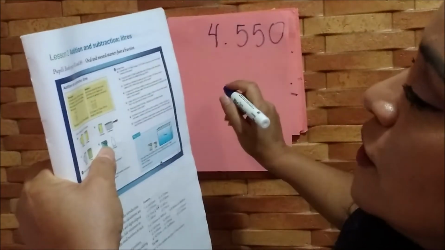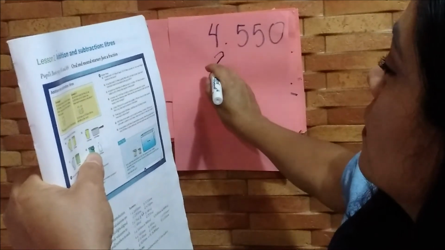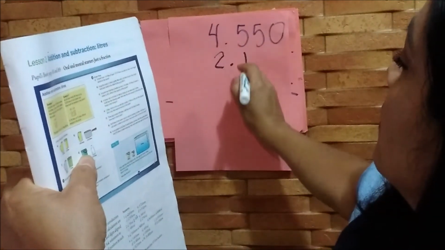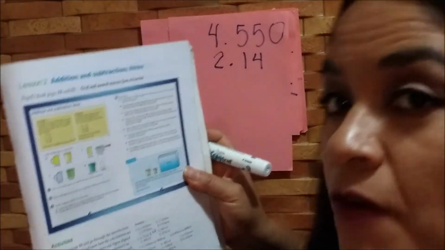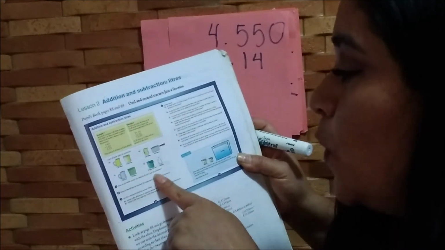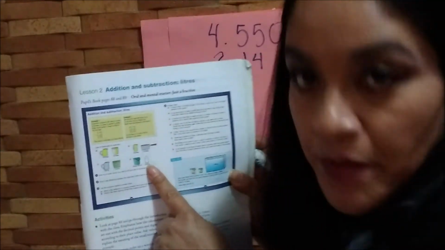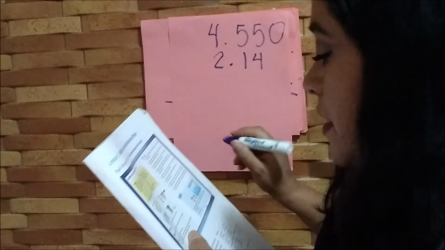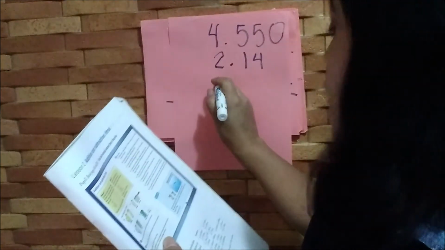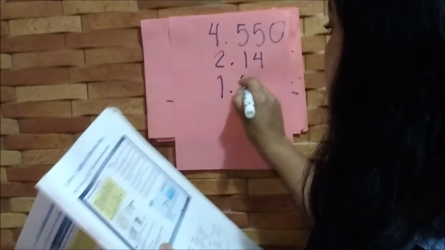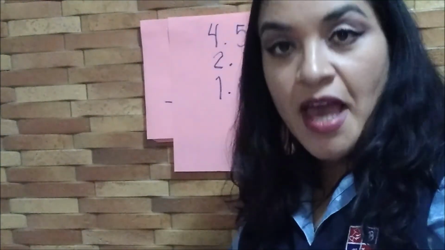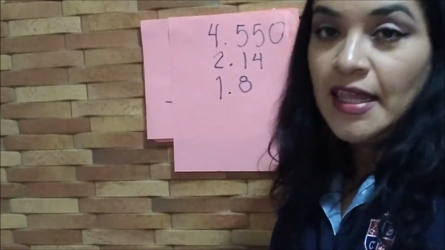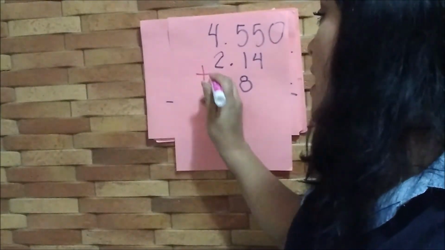So it's going to be 2.14. And we need the following one. Which one is it? I think it's the milk container. The milk container holds 1.8. If they say together, it's a keyword that indicates that it's going to be an addition.